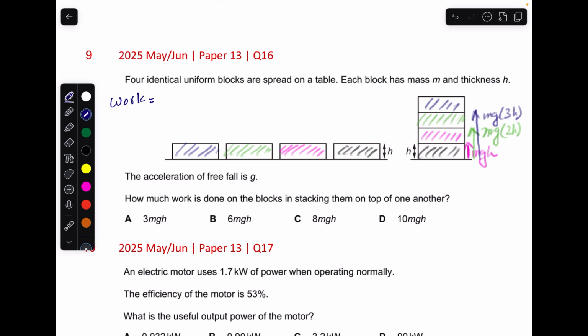is, for the first block you have zero burden. For this you have mgh. For this you have 2 mgh. For this you have 3 mgh. Okay, so it is 0 plus mgh plus 2 mgh plus 3 mgh. So that will give you 6 mgh.